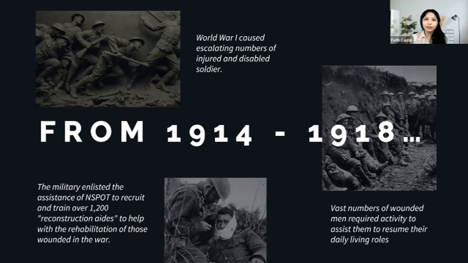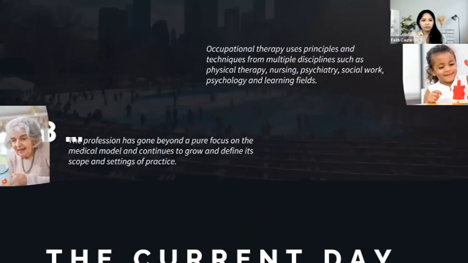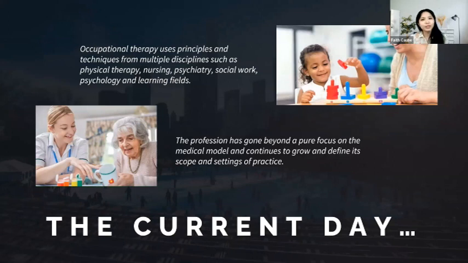So occupational therapy started out as sort of inpatient treatment in mental health facilities, but because of the war, it suddenly shifted into more physical, very medical models because of the conditions that usually result from war, such as traumatic injuries, amputations, gunshot injuries. So from there, occupational therapy borrowed and used principles and techniques from multiple disciplines, such as physical therapy, nursing, psychiatry, social work, psychology, and learning fields. And now the profession has gone beyond a pure focus on the medical model and habit training and continues to grow and define its scope and settings of practice, which we'll look at briefly in a while.